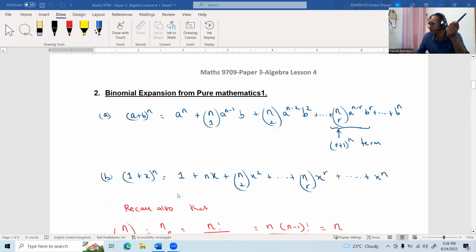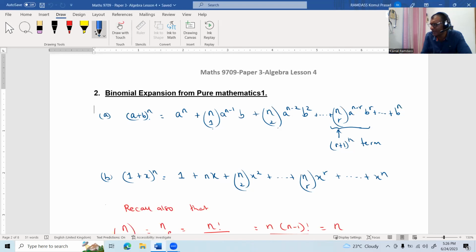OK. D'abord, nous recall from Pure Mathematics 1. Et A plus B to the power of n, nous sommes capables d'expander as such. Et c'est ça qu'on appelle binomial expansion, for an index which is a positive integer. OK. A to the power of n plus n1, n1, c'est nC1. OK. nC1 A to the power of n minus 1, b.